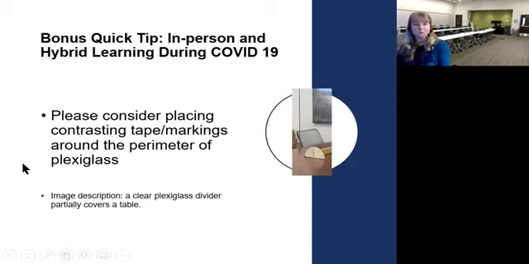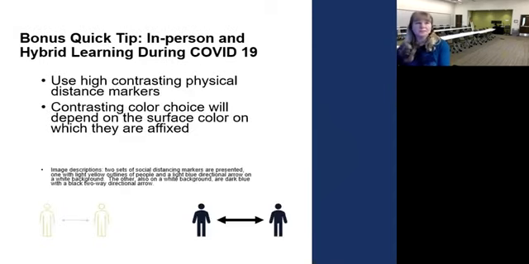So if your classroom is near a white wall, you're going to want to use a darker color so that they can see it. Same thing with your social distance markers. If you have a beige colored floor in your classroom or your hallway, please don't use yellows and whites.